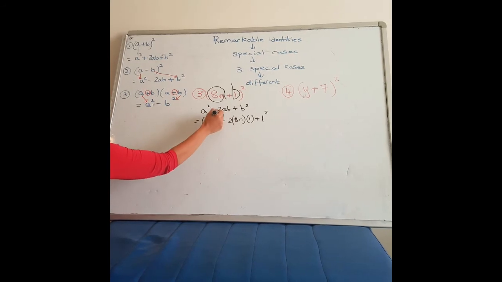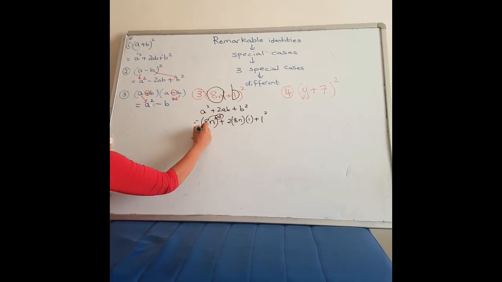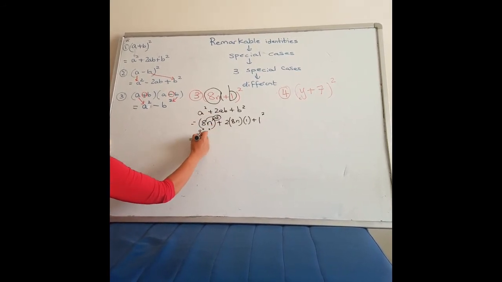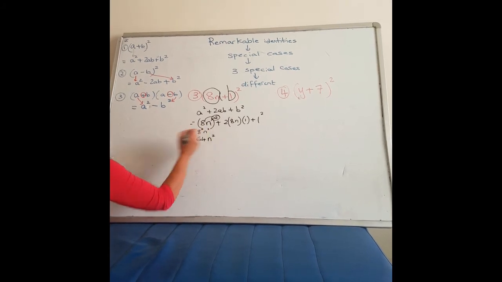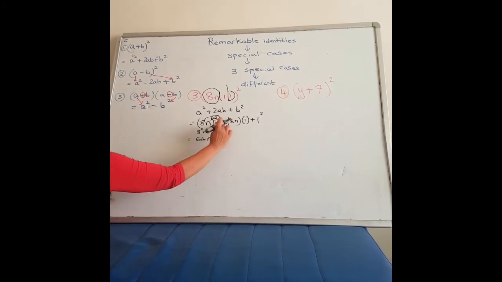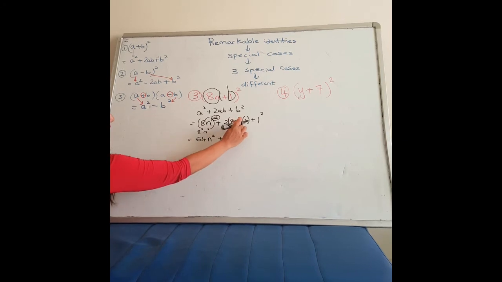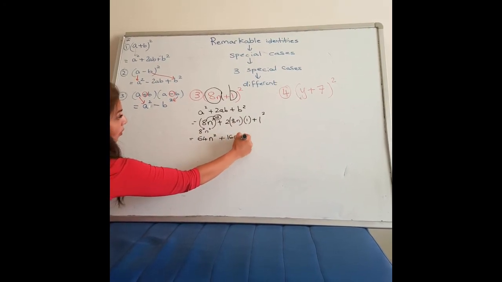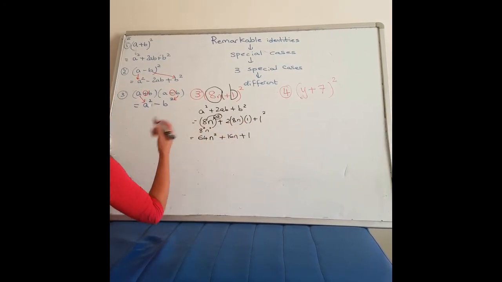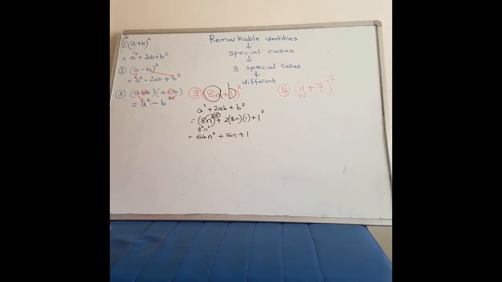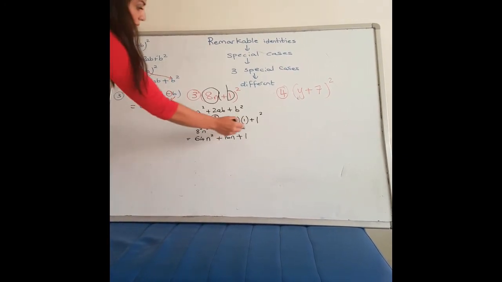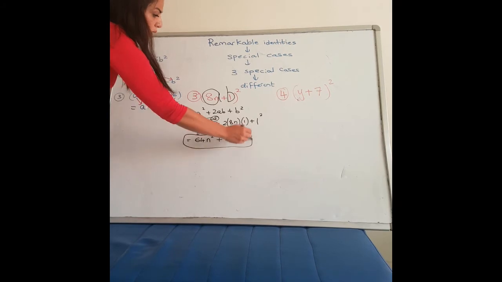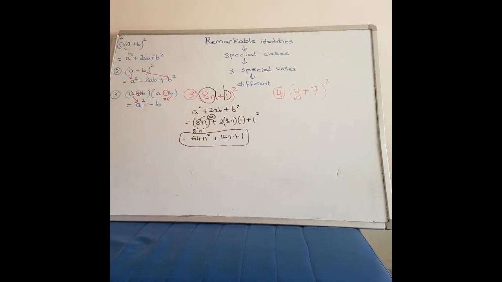Now, I'm distributing the square, so it's 8 squared n squared, which is 64n to the second power, plus 2 times 8 is 16, times 1 is 16n plus 1 to the second power, which is 1 times 1 is 1. And this is my final answer. I only substitute into whichever special case works with it.